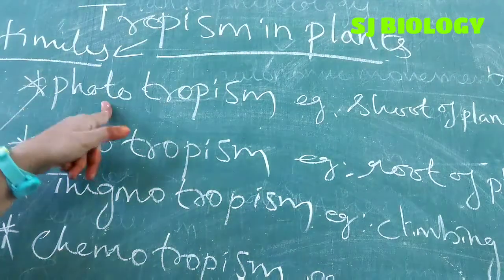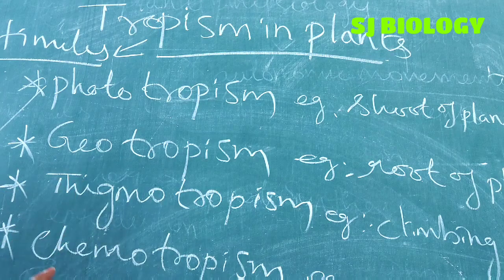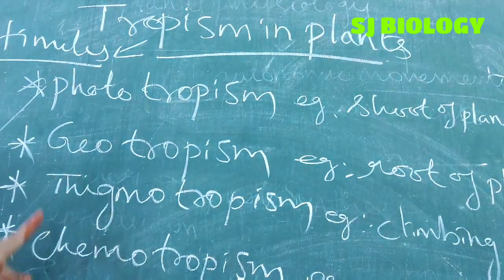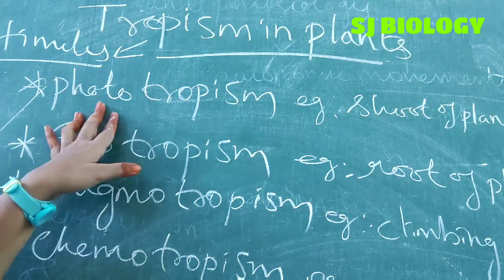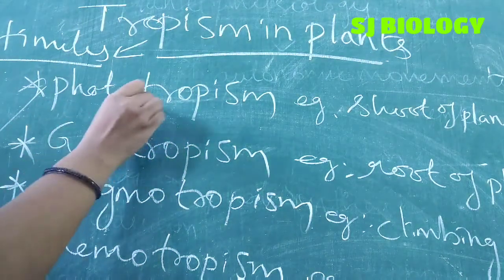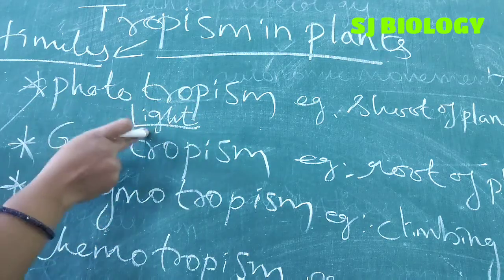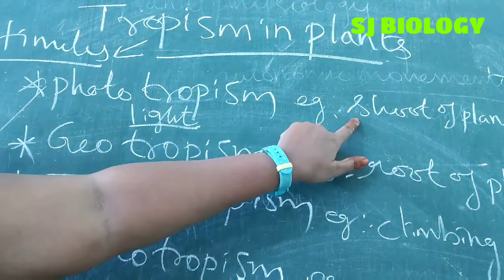According to that, tropism can be classified into 4 types. What are they? Phototropism, geotropism, thigmotropism and chemotropism. So these are the 4 types of tropisms. In phototropism, the movement of the plant part is towards light, for example the shoot of a plant.